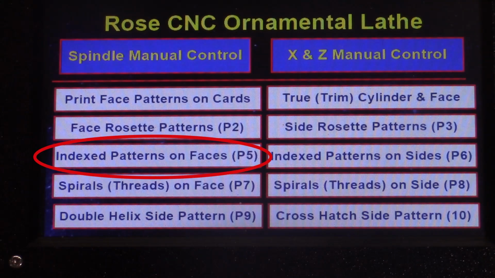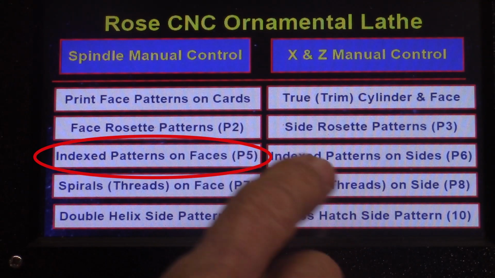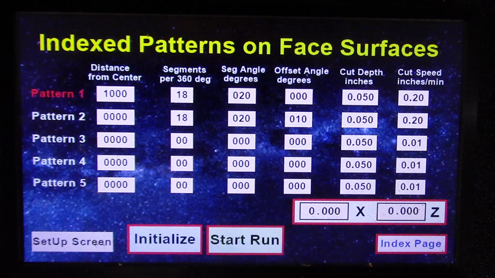This next program describes the cutting of index patterns on a face. From this main screen, you can once again enter multiple patterns. You first indicate the distance from the center of the board, and then you enter the number of segments per 360 degrees of rotation. The program automatically calculates the angles. The offset angle is used when you want to stagger a second or third pattern relative to the previous pattern. You then need to indicate the depth of your cuts and the speed of cutting.